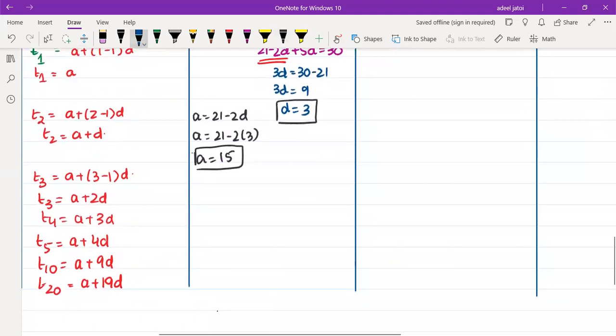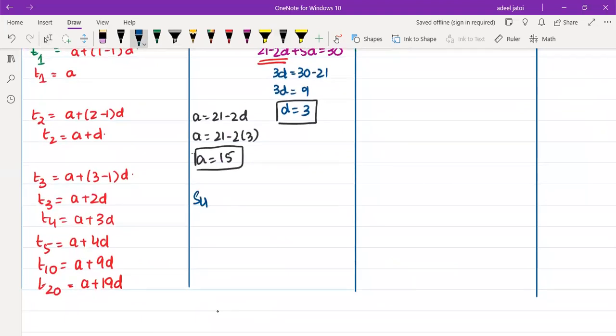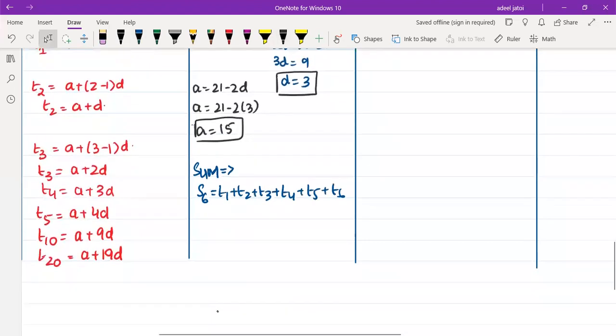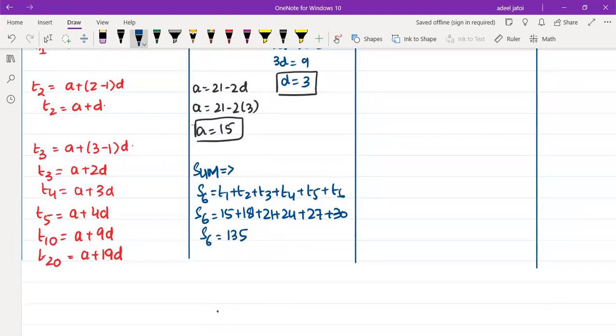The next thing that AP has is sum. Sum means obviously adding up the values. Let's say I need to have the sum of 6 terms: T1 plus T2 plus T3 plus T4 plus T5 plus T6. So the sum of 6 terms: 15 plus 18 plus 21 plus 24 plus 27 plus 30. The entire sum of 6 terms should be 135.